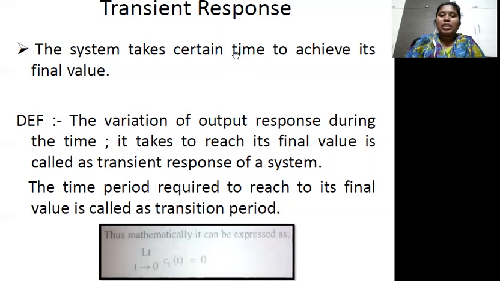And mathematically it can be expressed as shown here. The limit t tends to 0, Ct of t is equal to 0. That is the representation of transient response by using the mathematical expression. What is meant by transient response? The time required to reach its final value of a system is nothing but the transient response of a system, and the time period required to reach its final value is called the transient period.